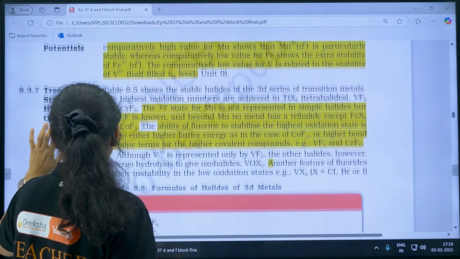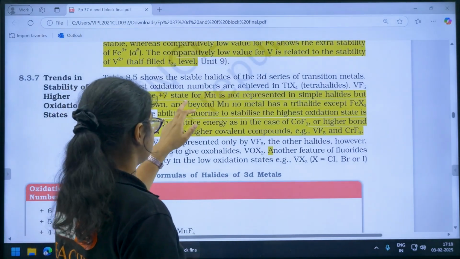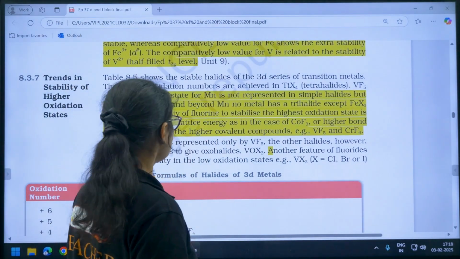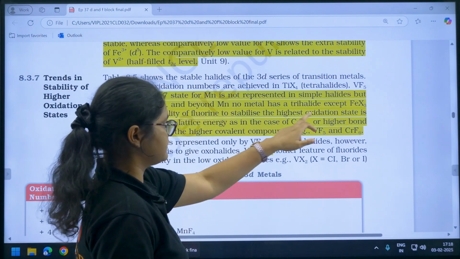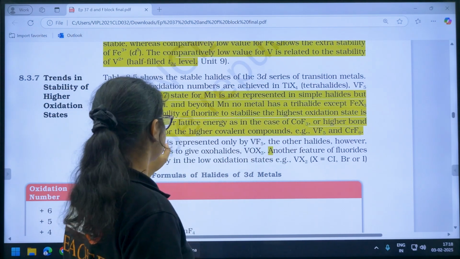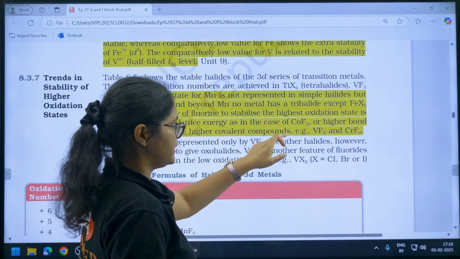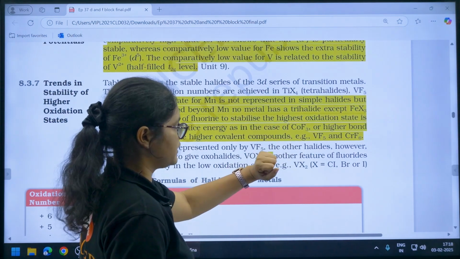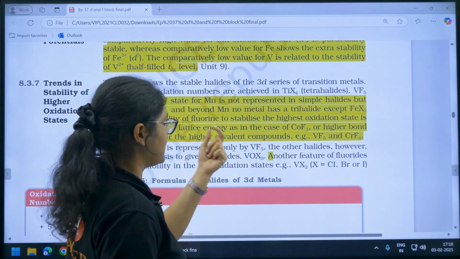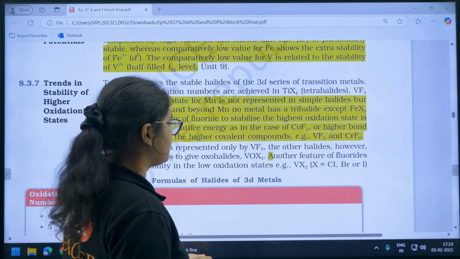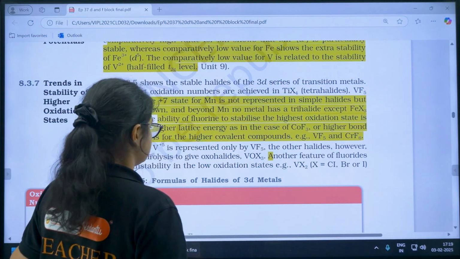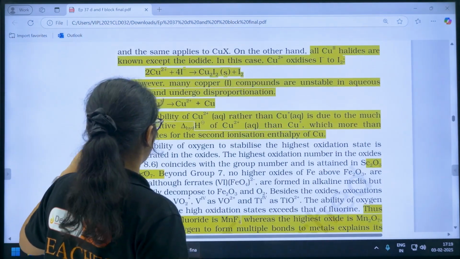Now if you talk about higher oxidation states, the +7 state is okay. Fluorine can stabilize the +7 oxidation state because of either its high lattice energy, as in case of CoF3, or its high bond enthalpy as in case of VF5 or CrF6. Okay, so it has high bond enthalpy and higher lattice energy.